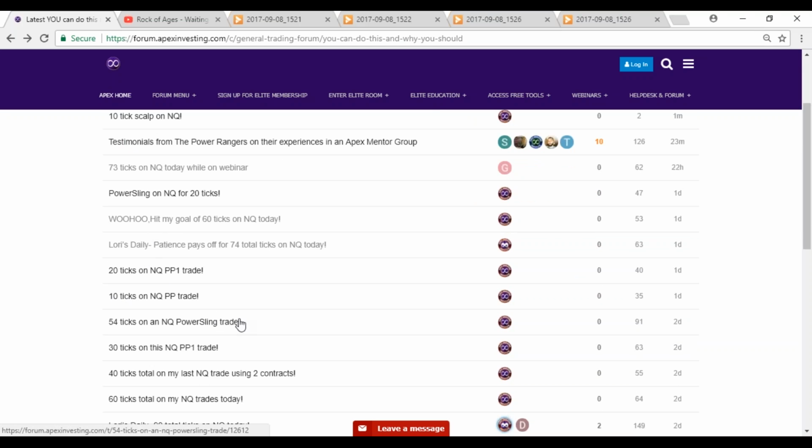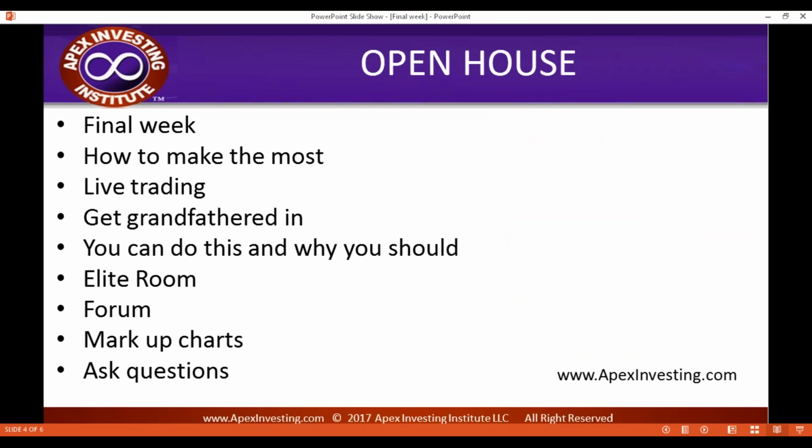54 ticks on the power sling trade. I mean, keep up with this, guys. Look over these charts. Study these charts. See what they're seeing. Why did they take those entries? There's so much stuff in here. And it's just great. And you can go back and see one of these trades, go back on your own chart to that time and see what they saw live. Replay that. See if you would have seen the same entry. Okay? I mean, you've got tons of great stuff there, guys. And make sure to check out those forum posts and take advantage of everything you can.